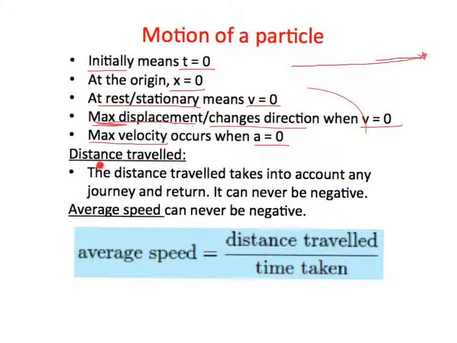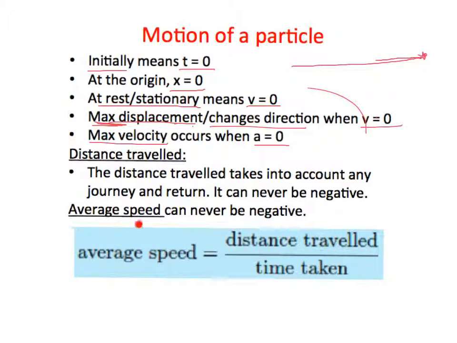If you were asked to find the distance travelled, then you need to take into account any journey and return. Just like how I set up here, a particle could be moving up to the right and then change direction and come back down. If the question's asking for the total distance travelled, you need to take into consideration that distance plus that distance. Distance travelled is always going to be a positive number. It can never be negative, unlike displacement. Displacement can be positive or negative depending on the location of the particle in relation to the origin.